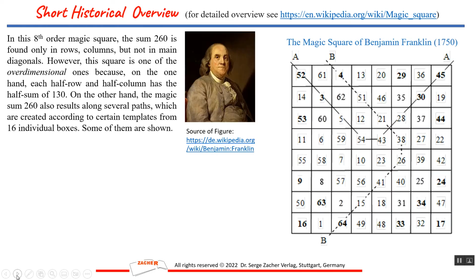In this 8th order magic square, the sum 260 is found only in rows and columns, but not in main diagonals. However, this square is one of the overdimensional ones because, on the one hand, each half row and half column has the half sum of 130. On the other hand, the magic sum 260 also results along several paths, which are created according to certain templates from 16 individual boxes.